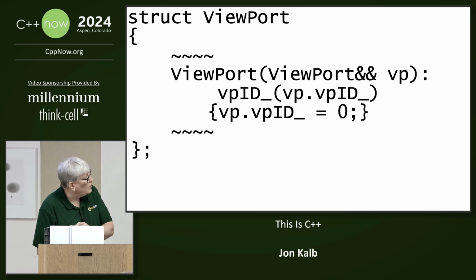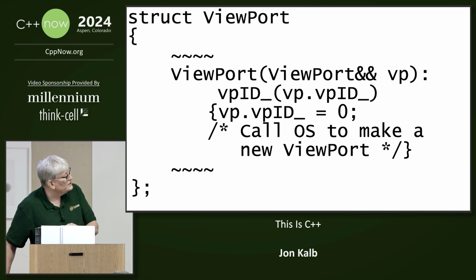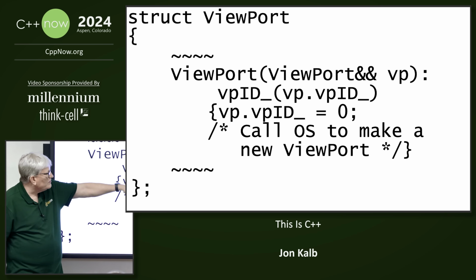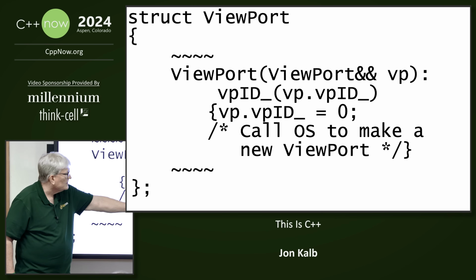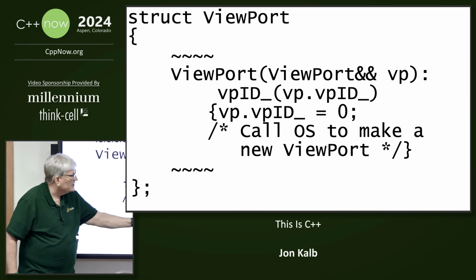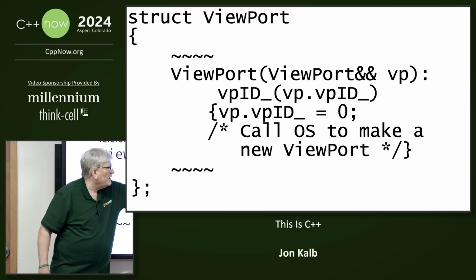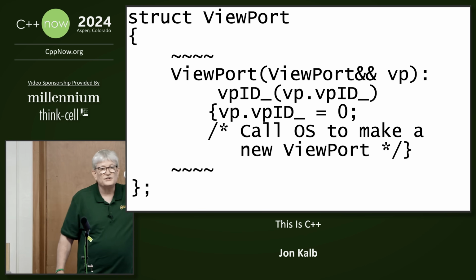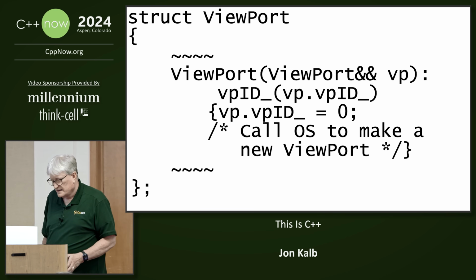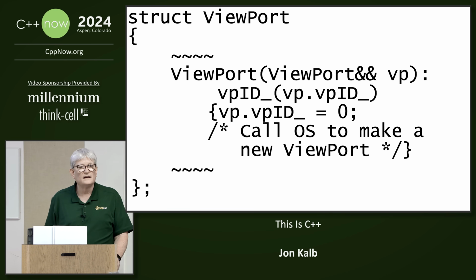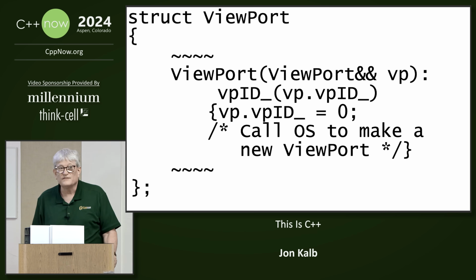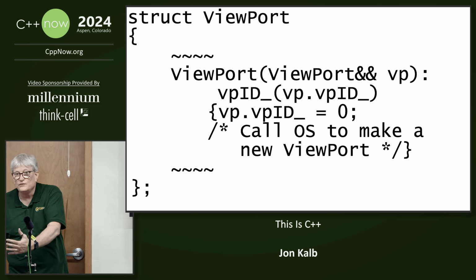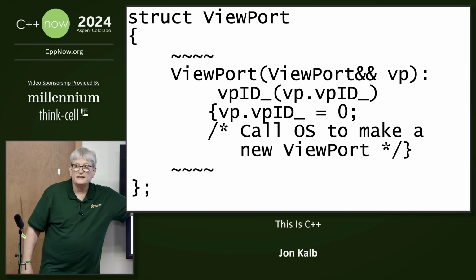So what are our options? Well, one thing we could do is this step here, but then actually we wouldn't even need to zero that out, because we're going to call the OS to make a new viewport so that we now have a valid viewport ID. Now all those getters and setters work. What's the problem with that? It's now expensive. It's very expensive. Remember, we started out by saying this is an expensive thing to create. The whole reason we want to have move semantics is to avoid having to create this or make a copy of it.